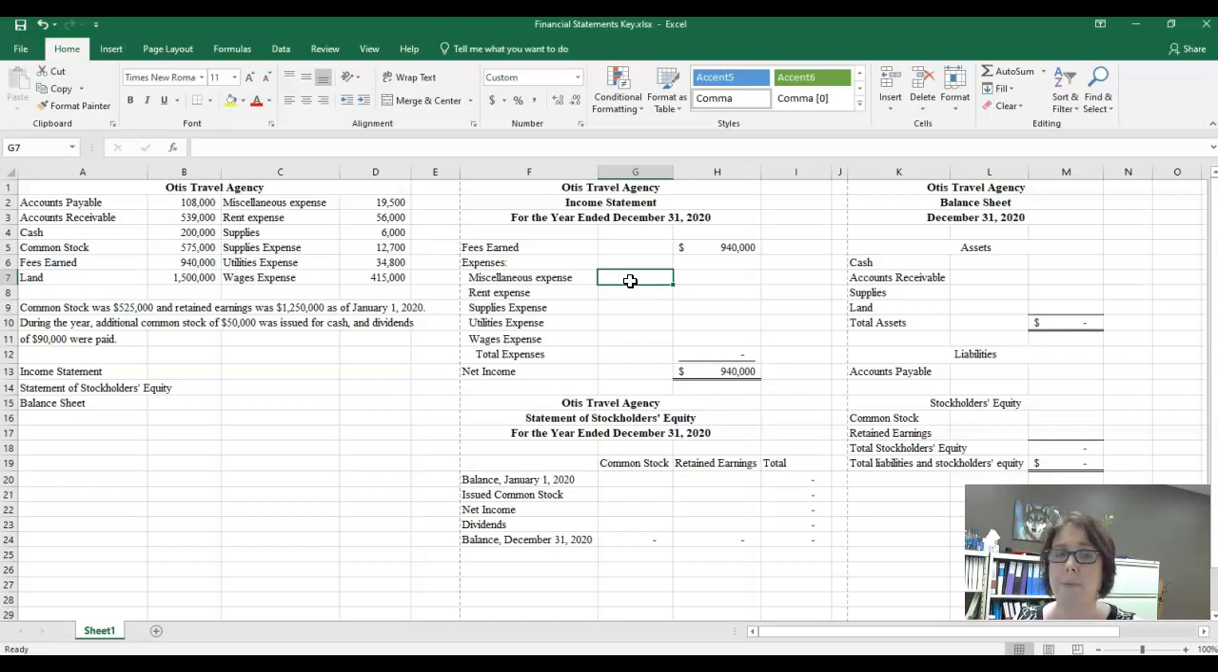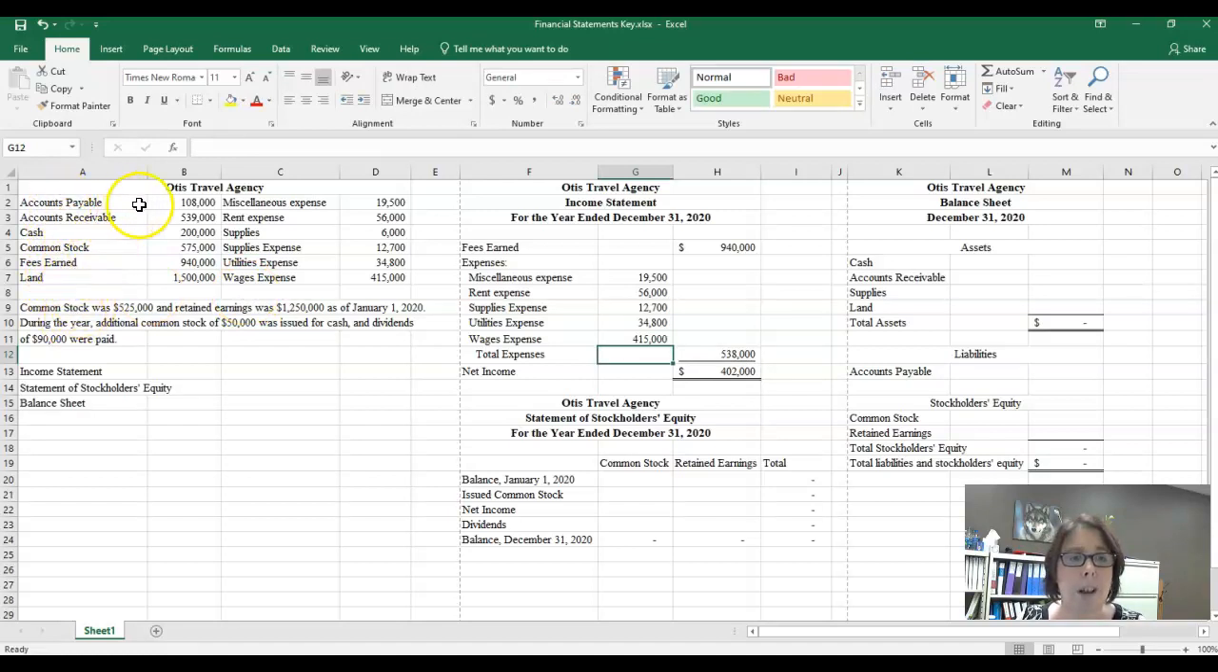So all expenses, if it has expense after it, it belongs on the income statement because those were expenses that came out of our income. So miscellaneous expense was 19,500. We had rent expense, which was 56,000. Supplies, that's not an expense, but supplies expense was $12,700. Utilities expense was 34,800, and wages expense was 415,000.